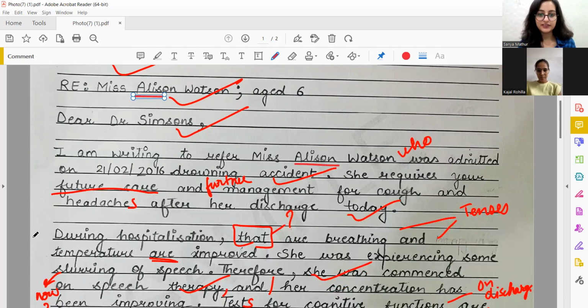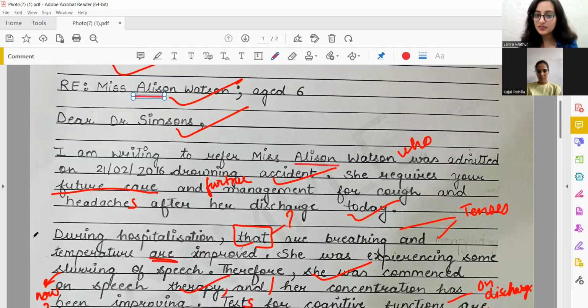Now let's come to the first paragraph. As you know, the purpose has to be clearly established here. So you have written, I'm writing to refer Miss Alison Watson was admitted. Now you see, you are giving two pieces of information. One is that I'm writing to refer Alison Watson. The second piece of information is that she was admitted on 21st February after a drowning accident. So two pieces of information you have to connect.